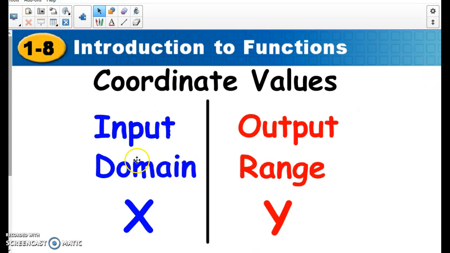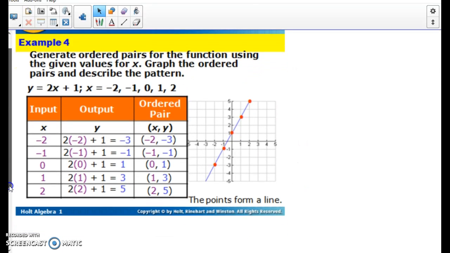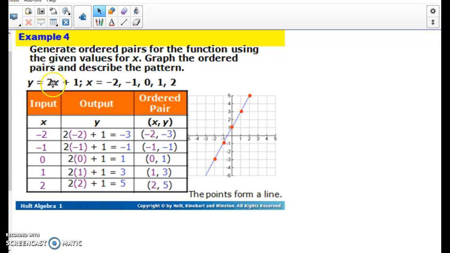Another word for this is domain and range. So input is the domain, output is the range. So if I'm looking at a box like this, here's my problem, 2x plus 1. And then I do a few math problems here to get my points.